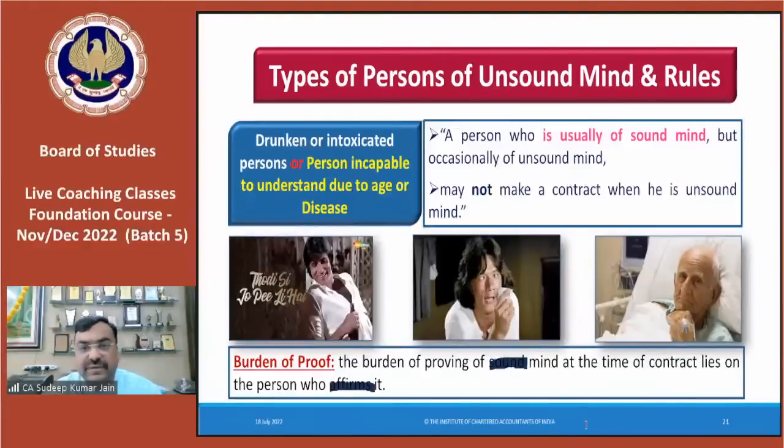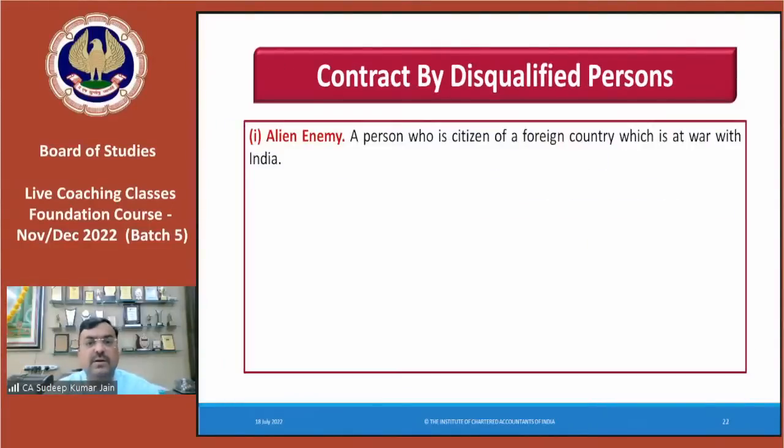Hopefully you have corrected. Now there's a last point. These are the persons who are major, who are of sound mind, but are disqualified by the law to enter into the contract. First is alien enemy. Alien enemy means a person who is a citizen of a foreign country which is at war with India.